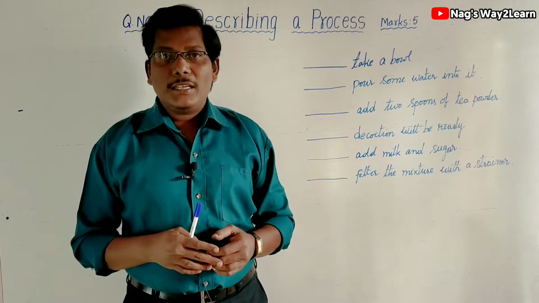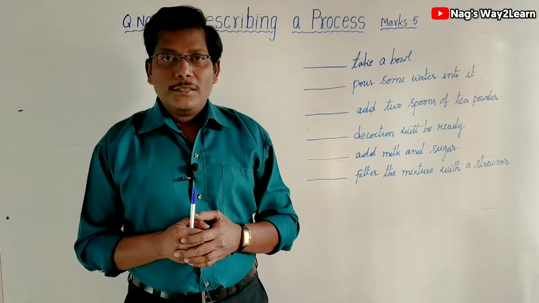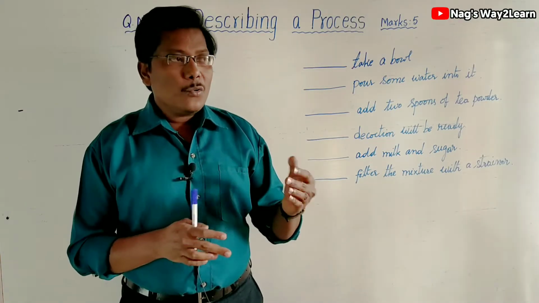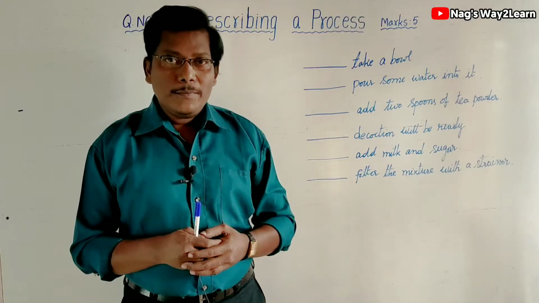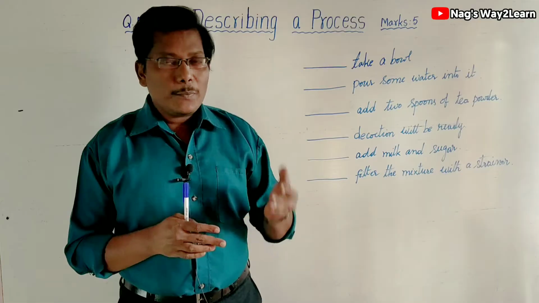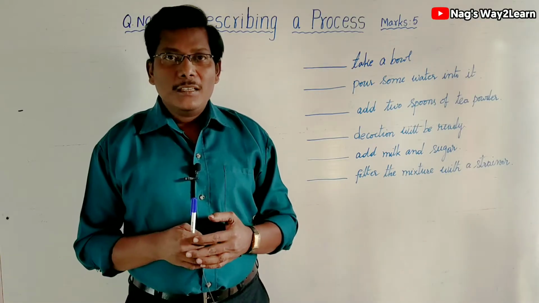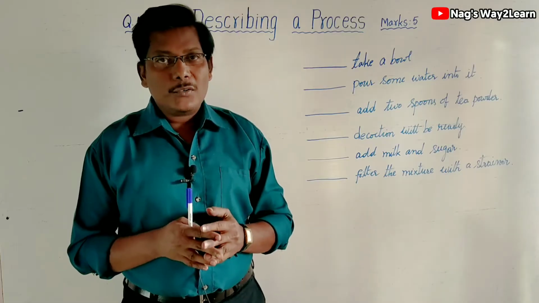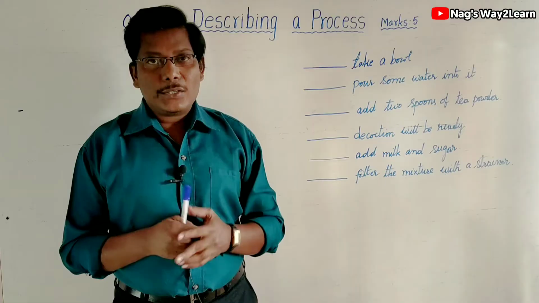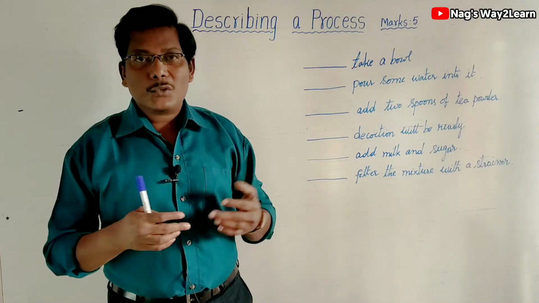In this question, we need to describe a given topic, just like how to withdraw money from an ATM, or how to apply for a job, or how to create a Gmail account, or how to prepare tea or coffee for 4 people. In this way, some questions are asked about describing a process in about 8 to 10 lines. So in this class, let's see how to answer this question.